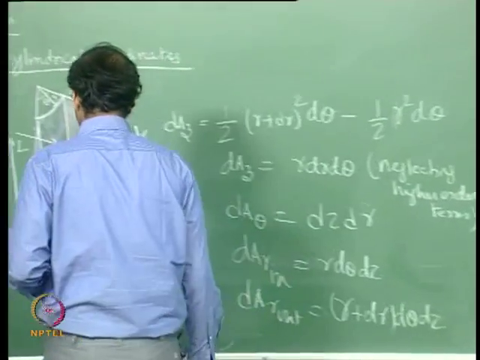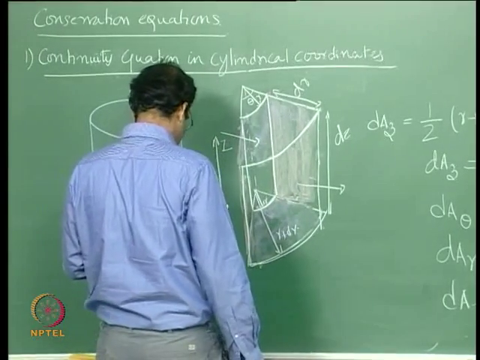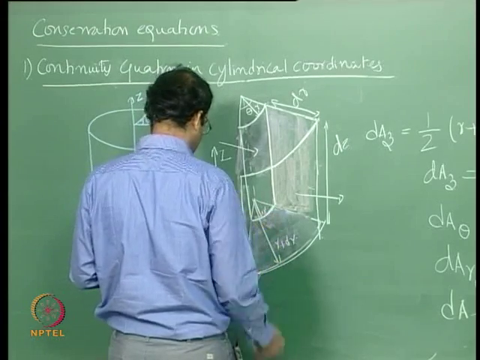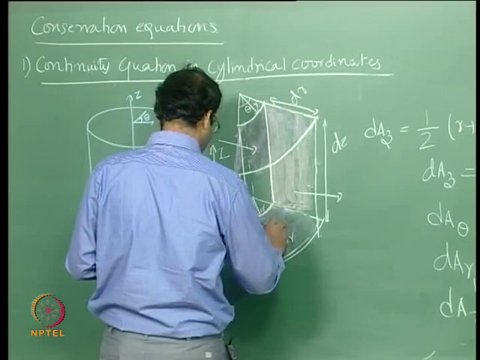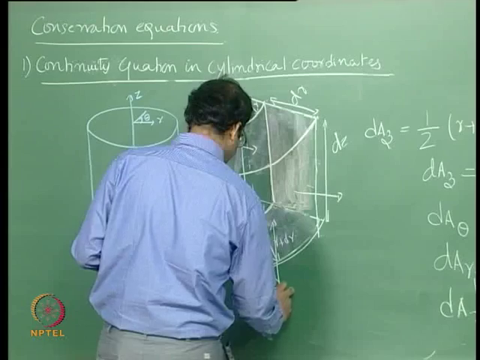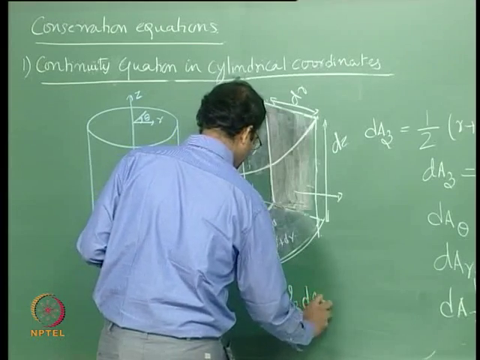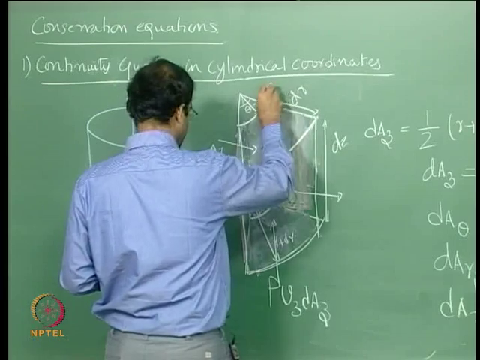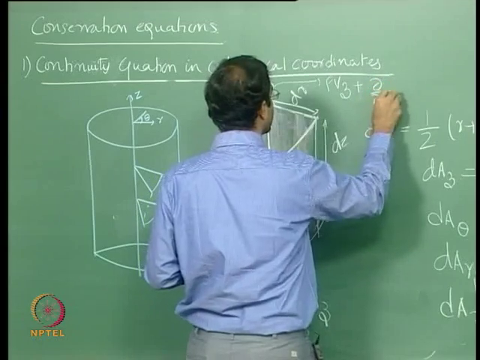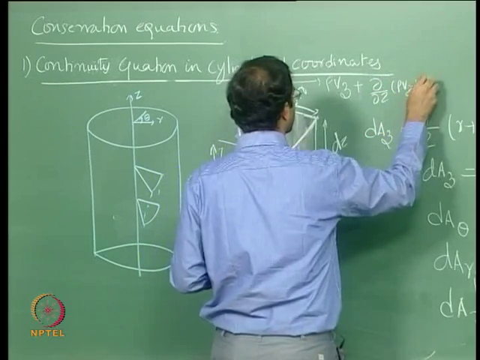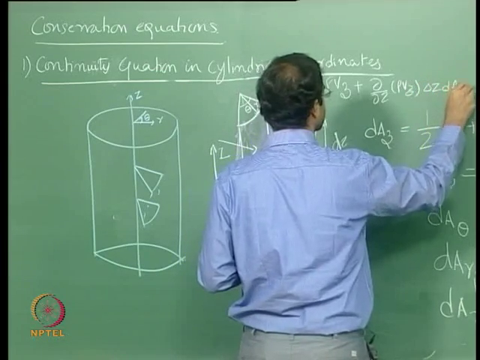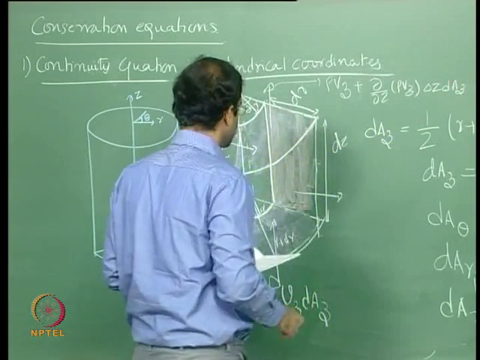So now we can write the mass effluxes which are coming in each direction. In the axial direction or the z direction, which is colored by the violet color here, in the bottom plane the mass flow rate is basically rho into vz into the differential area dAz. The one which is exiting out here will be rho vz plus d by dz of rho vz into dz, into dAz. This is by Taylor series expansion.